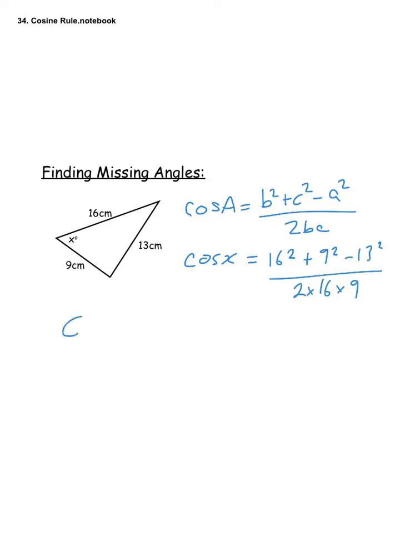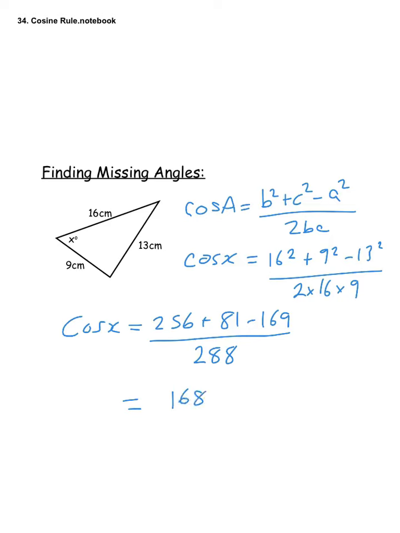Okay, so cos x is equal to, let's square out these numbers first. 256 is 16 squared, plus 81 is 9 squared, take away 169 is 13 squared, and 2 times 16 is 32, 32 times 9 is 288 for the bottom of that fraction. Okay, put that into your calculator and you should get the top row is equal to 168, and the bottom row stays as 288.